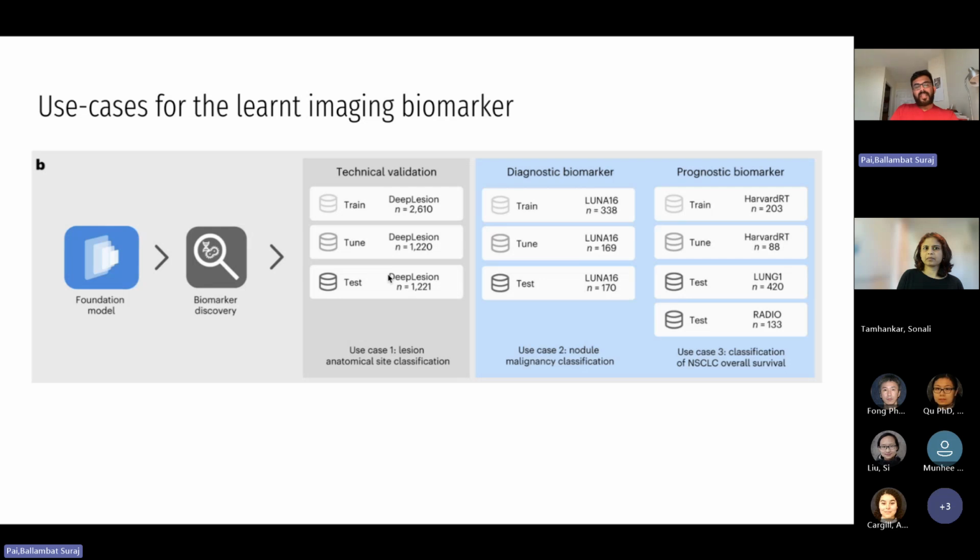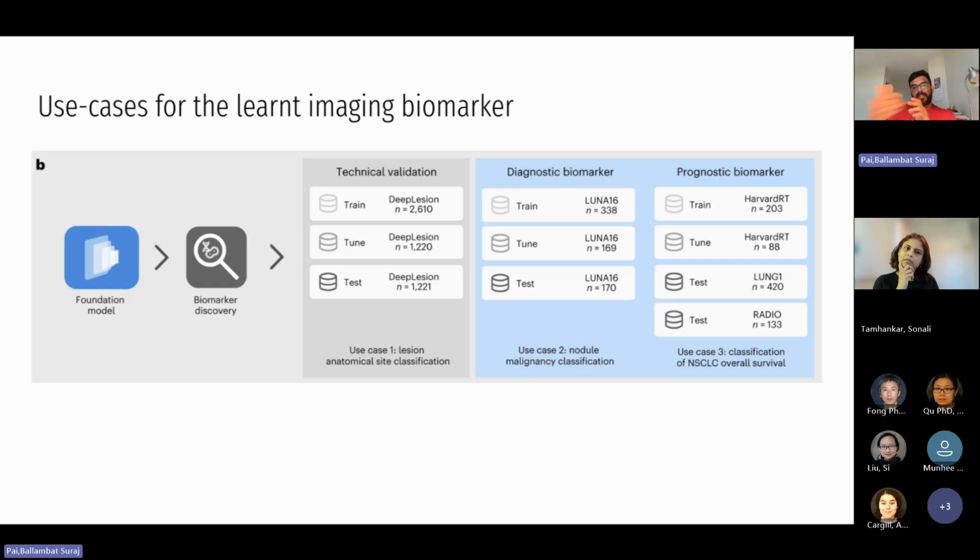But yeah, more onto the use cases of what we get from learning this imaging biomarker, right? So what we have here is we get a pre-trained foundation model, and then we apply this foundation model in different ways on three different datasets. First, a dataset for technical validation, where we see if we can even capture where these lesions are coming from. Are they kidney lesions? Are they bone lesions? Are they lung lesions? That was the first thing we wanted to capture.